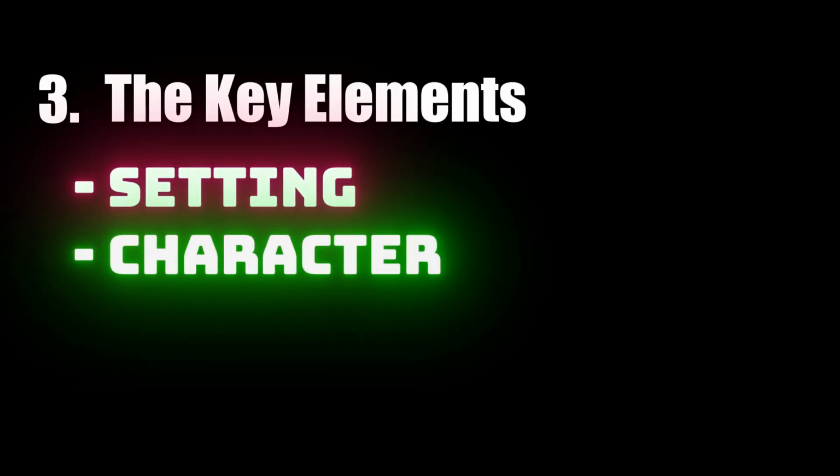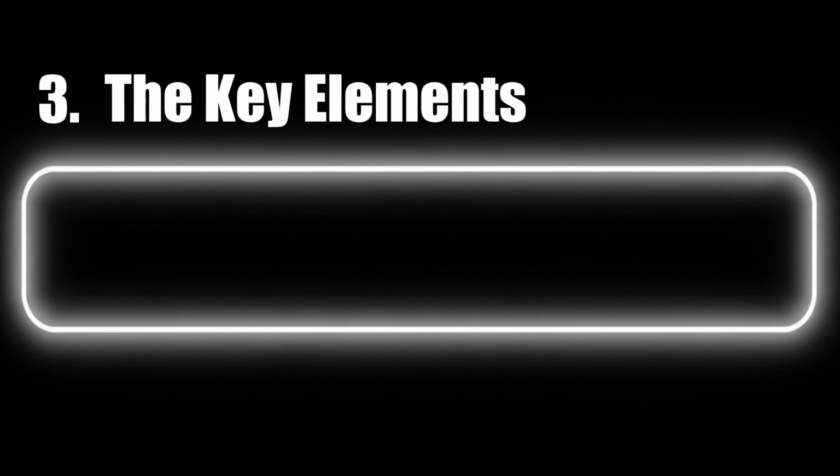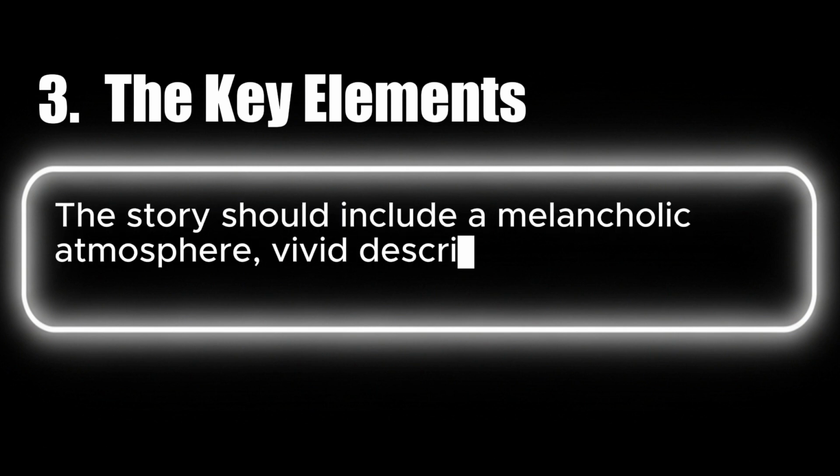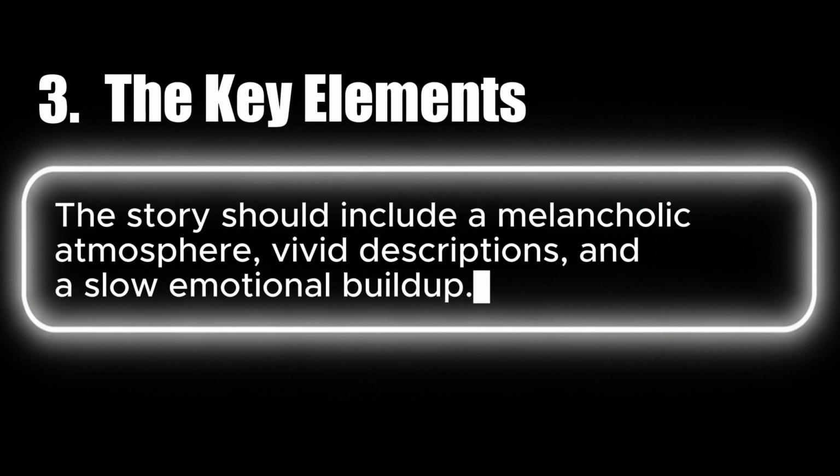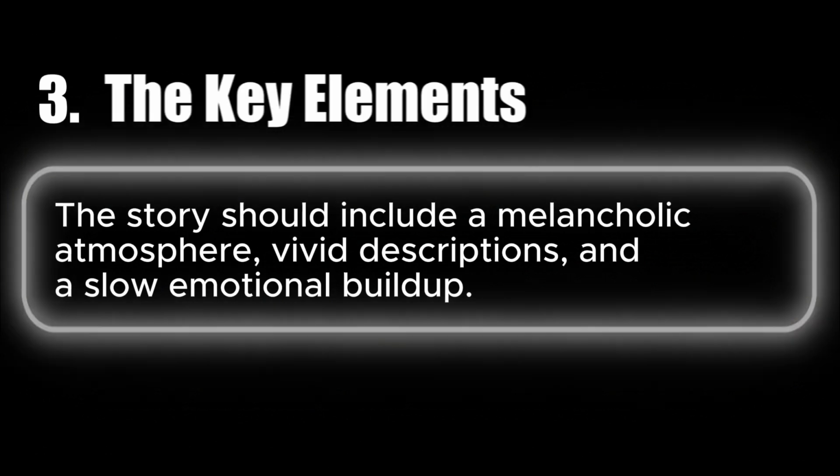3. The key elements. Now list the must-have ingredients, the setting, characters, and tone. Example, the story should include a melancholy atmosphere, vivid descriptions, and a slow emotional buildup. These details act like your story's DNA. If you skip this part, the AI fills in random traits that might not match your vibe.